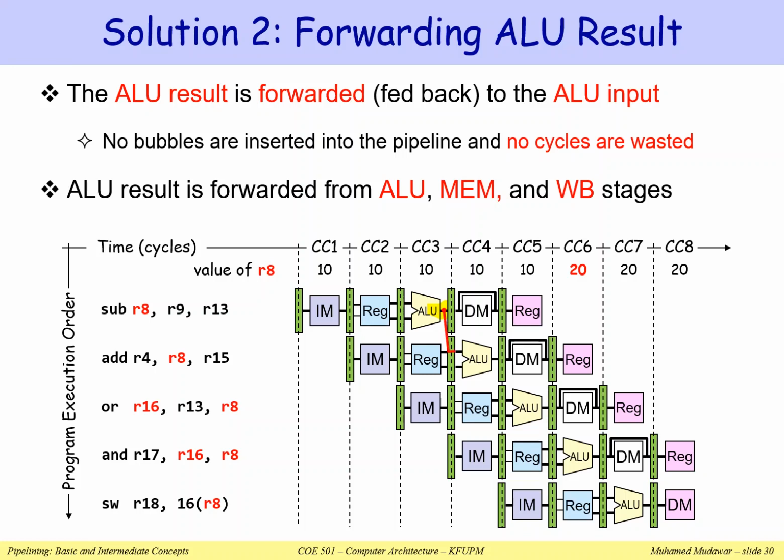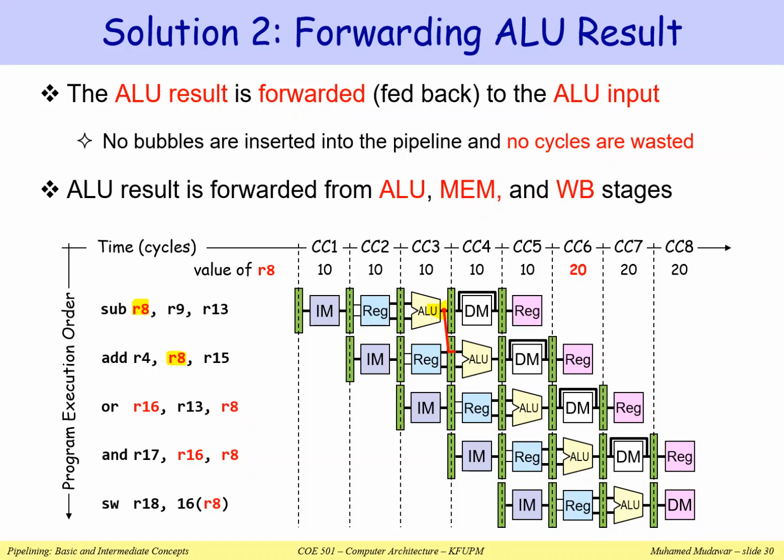So if the next instruction in memory depends on the subtract, if this instruction wants to read R8, which is going to be written by the subtract instruction, then we can use this technique, called forwarding, and use the output of the ALU and feed it back to the input of the ALU. It's a simple solution and it does not waste clock cycles. It does not stall the pipeline. So from the performance point of view, this is really an excellent solution.